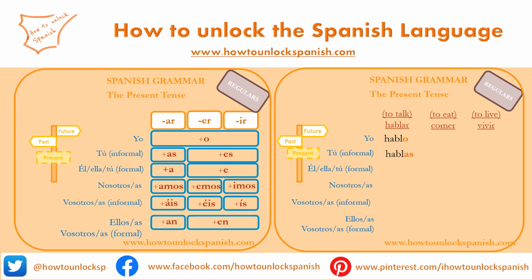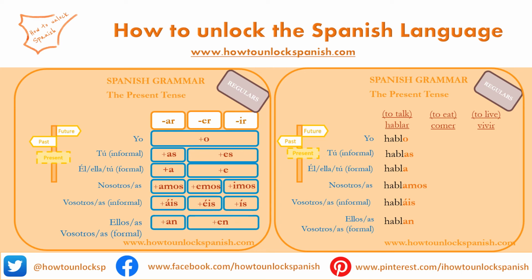For tú, I do the same thing. I get the same stem and I add as. Because it's an ar verb, I add as. I don't add es. Es is the ending for er or ir verbs, not for ar verbs. So tú hablas. Él habla. Nosotros hablamos. Vosotros habláis. Ellos hablan. So I'm choosing the endings of the ar verbs all the way. If I want to conjugate tomar, which is to take, I will have to use the same endings and say tomo, tomas, toma, tomamos, tomáis, toman.